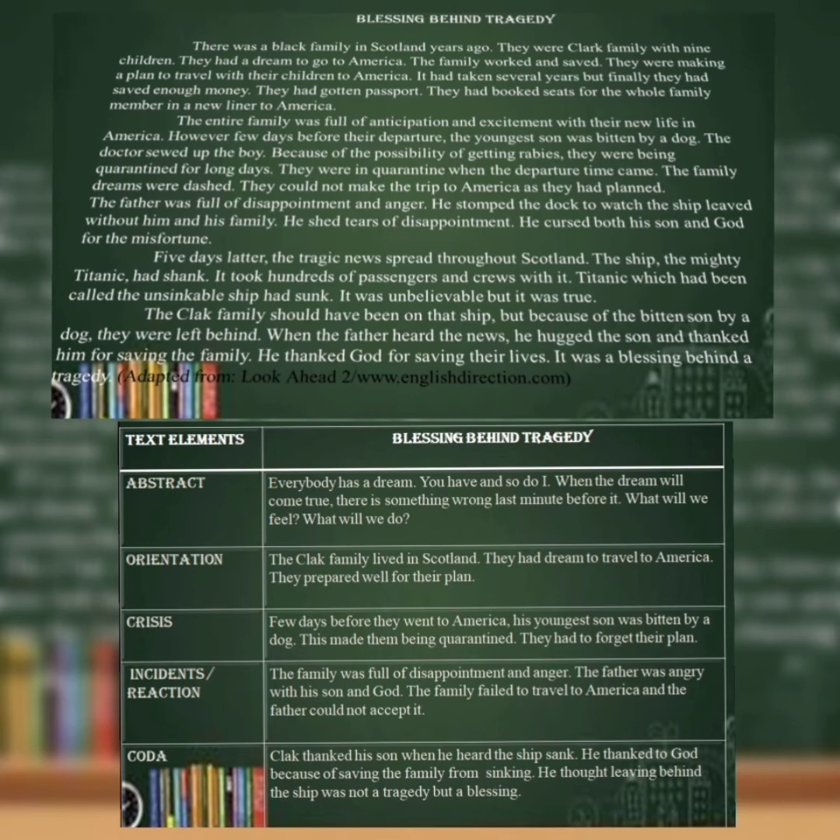And the last element is coda. As I told you before, coda is a closing, so we can see it in the last paragraph, the fourth paragraph of this text. We can get the coda from this text: Clark thanked his son when he heard the ship sunk. He thanked God for saving the family from sinking. He thought leaving behind the ship was not a tragedy but a blessing.